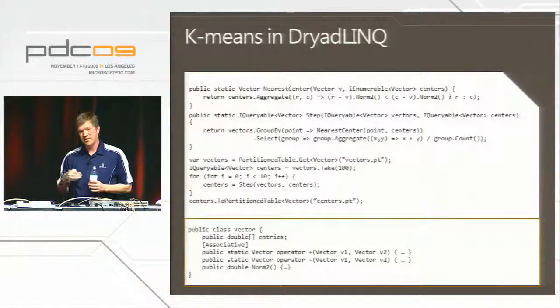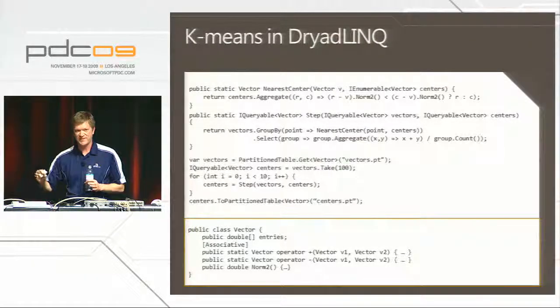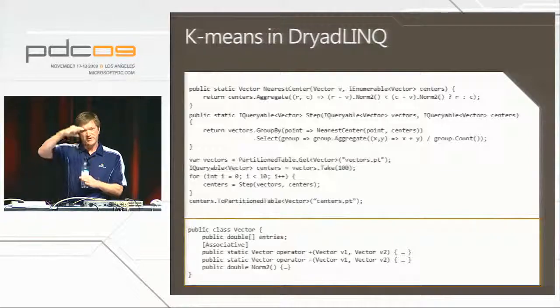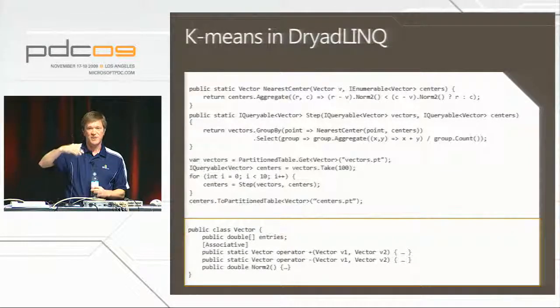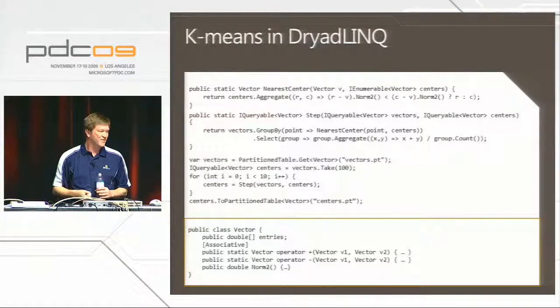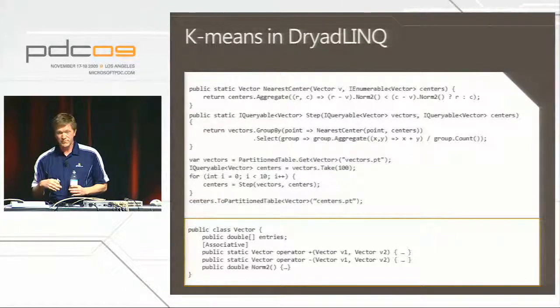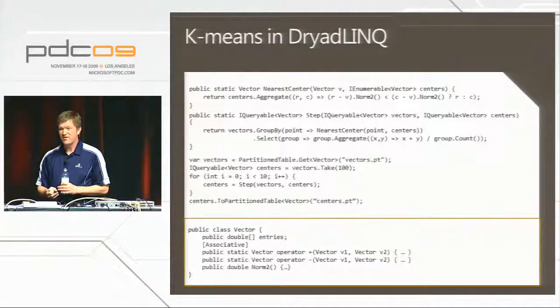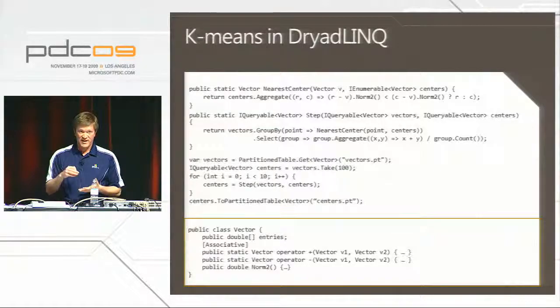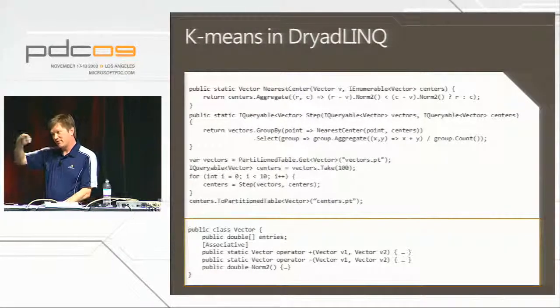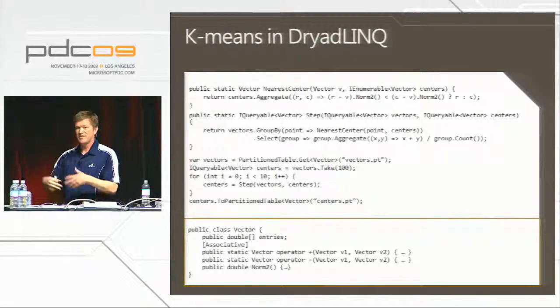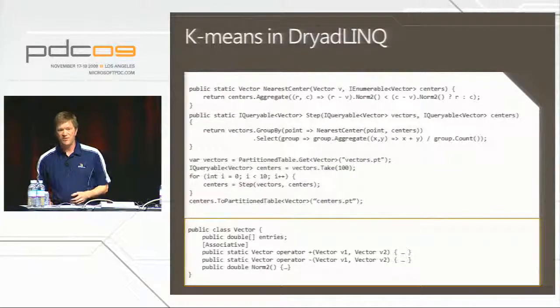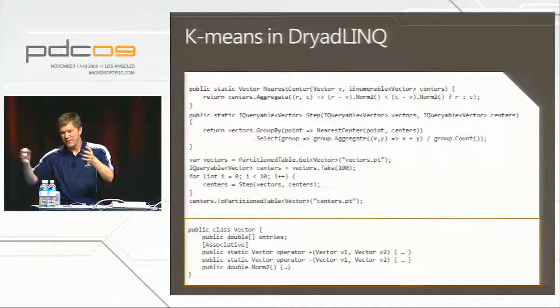Nothing has gotten run on the cluster. Nothing has been instantiated anywhere. Just our query gets a little bit deeper, 2 levels deeper, every time we execute that step function. And then finally, at the end of this, when we call ToPartitionedTable, DryadLINQ sees that, and it can see the whole query, all 10 different levels of that query, and instantiate the whole thing on the cluster all in one go, rather than having 10 different jobs going to the cluster.